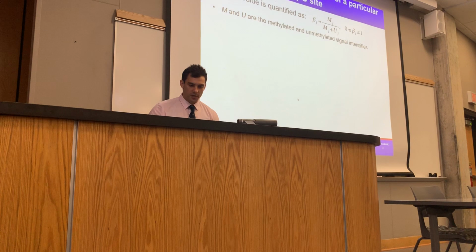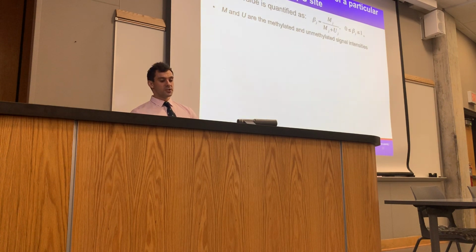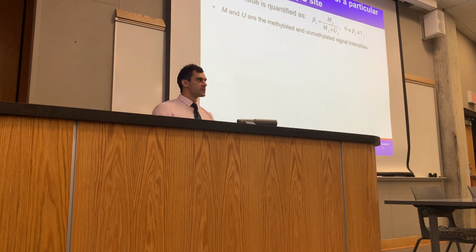So the way that this works is the methylation level of each CpG is quantified by taking the ratio of the methylated signal intensity for that specific CpG and dividing it by the methylated plus the unmethylated signal intensity. And that gives rise to what we refer to as a beta value. The beta value is bounded below by 0 and above by 1. The reason we call it a beta value relates to a statistical distribution called the beta distribution, the support of which is from 0 to 1.